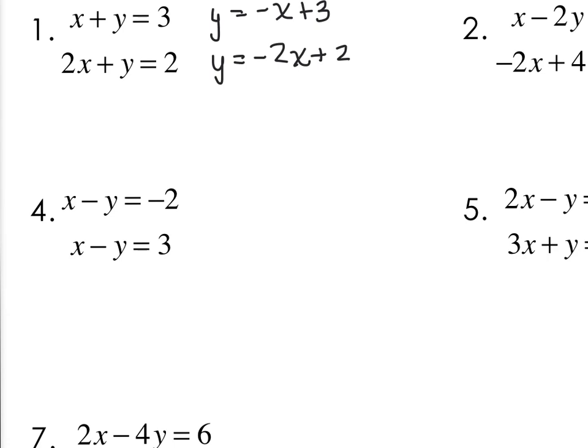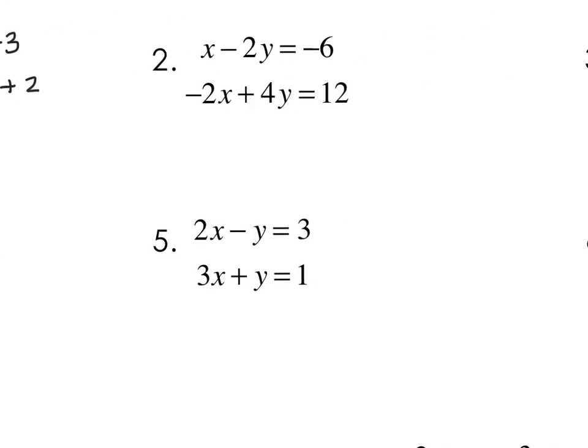So this is an example of a problem that we've been doing. They do not have the same slope. They do not have the same y-intercept. So they're going to intersect at one point. So if you're looking at it on your calculator or if you just solve it, you can find that it has one solution at negative 1, 4.